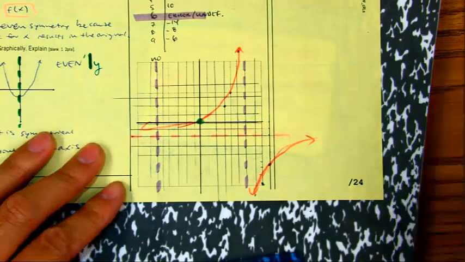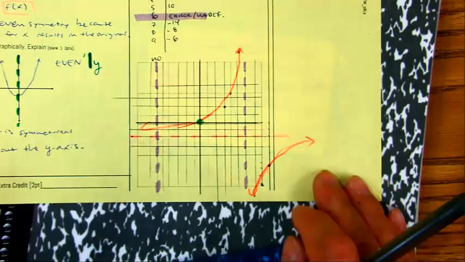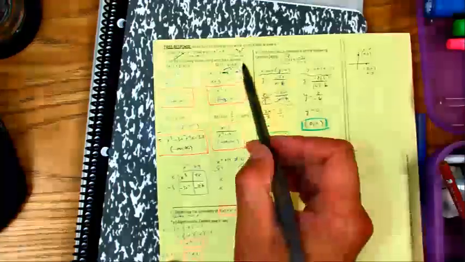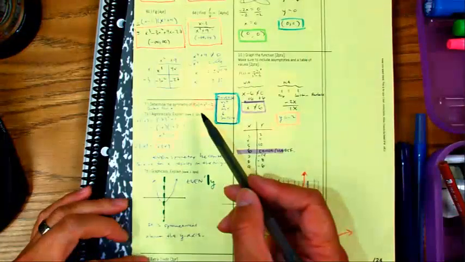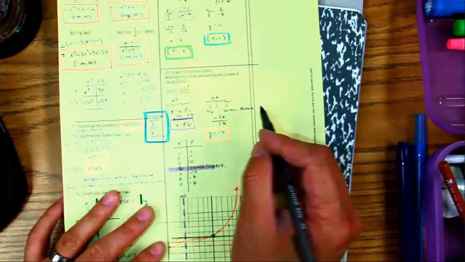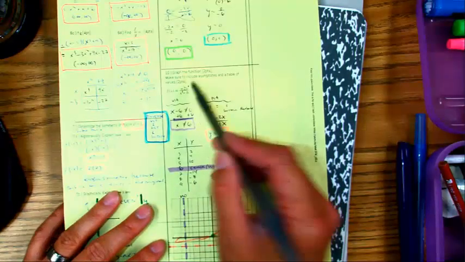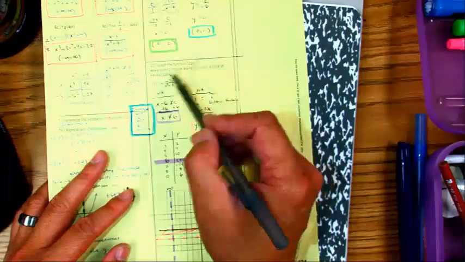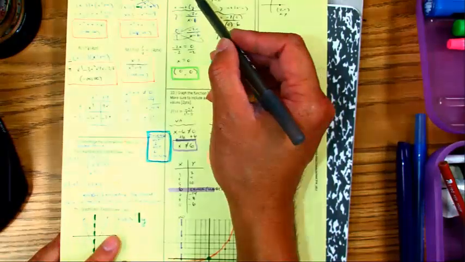Alright, so we've been working on graphing rational functions. Let's just count our points. These were 16, 20, 24. Can I not count? 4, 8, 24, 24, 26. Can't count.